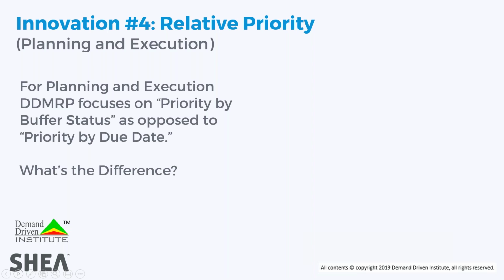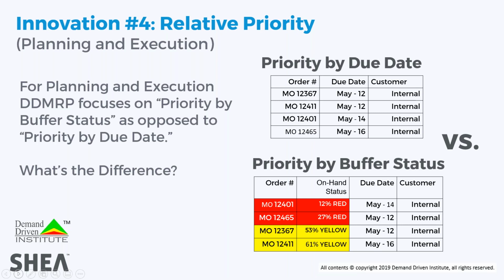So for both planning and execution, DDMRP focuses on priority by buffer status, as opposed to what we use today in traditional MRP, priority by due date. Well, let's talk about the difference. If we have priority by due date, often we have the same due dates, right? 2 items due on May 12th. Assuming they take more than a few hours to complete and you can't do them on the same day, how do you choose which one of those 2 you would do first? But we certainly know that the 2 due on May 12th are the most important.